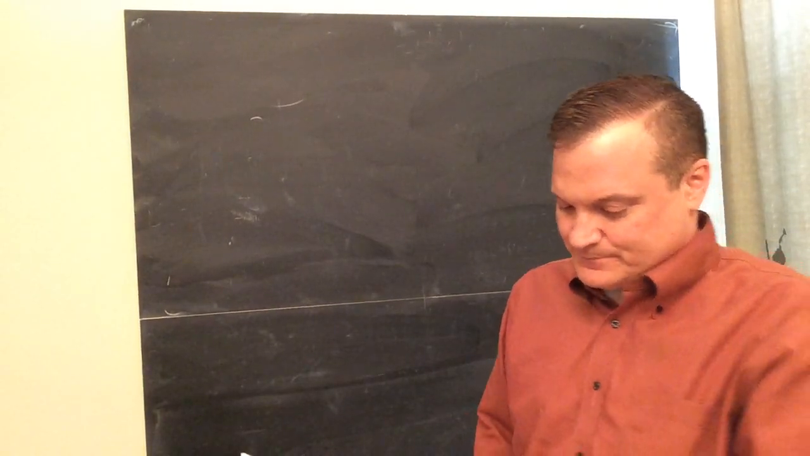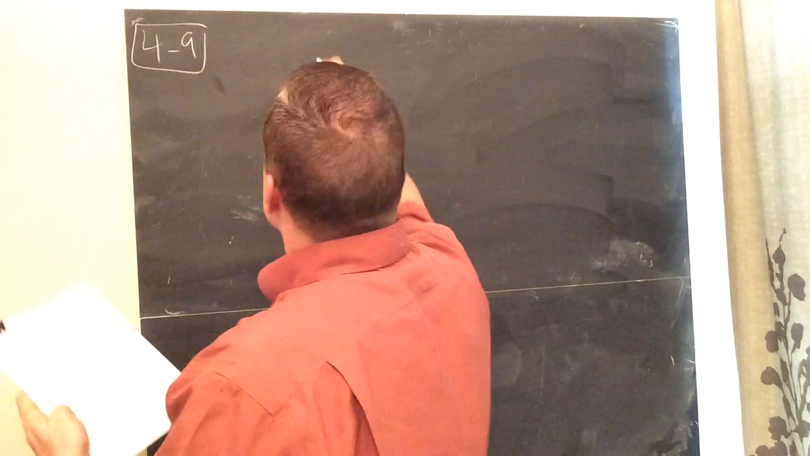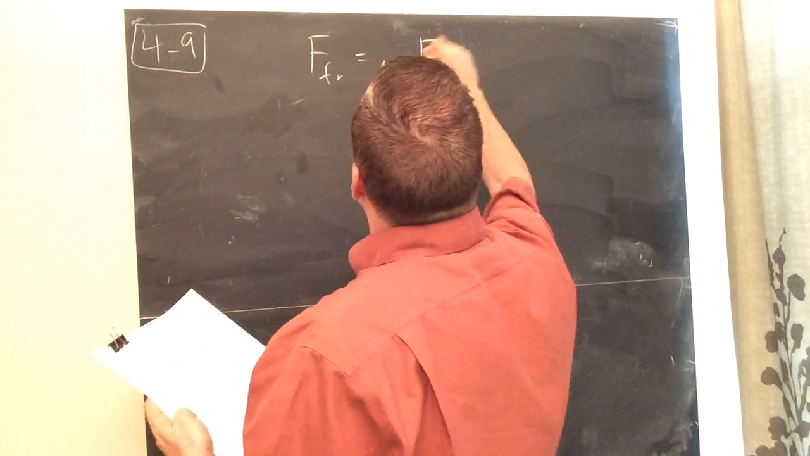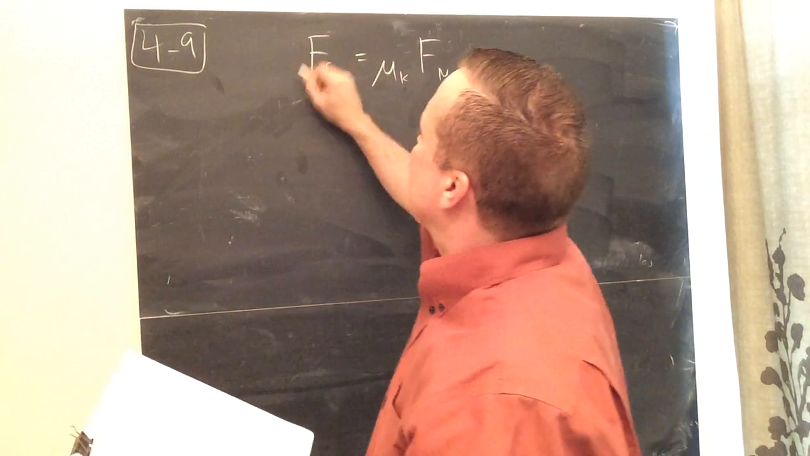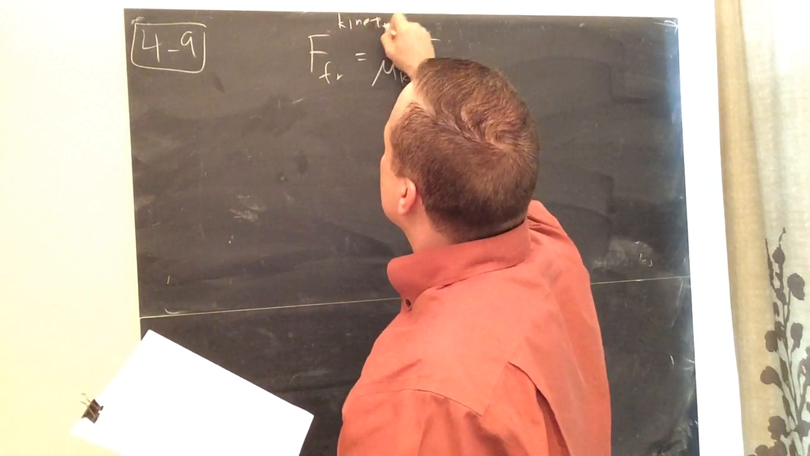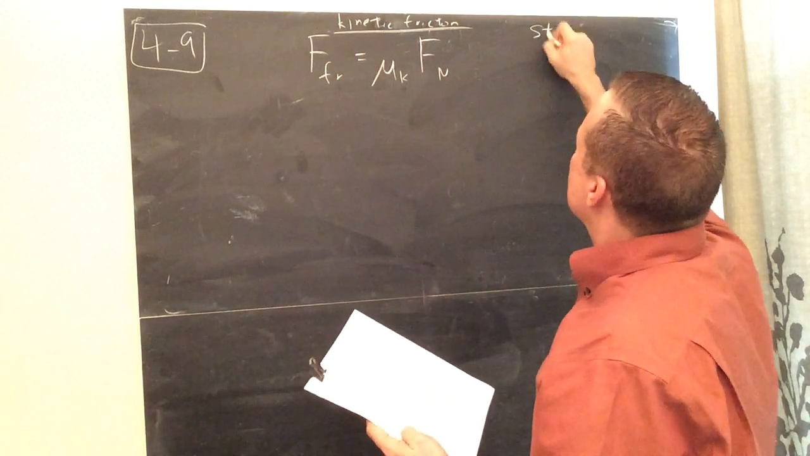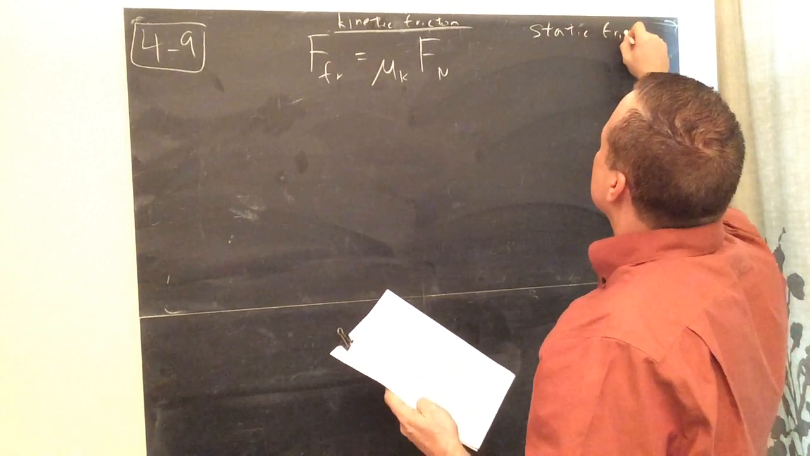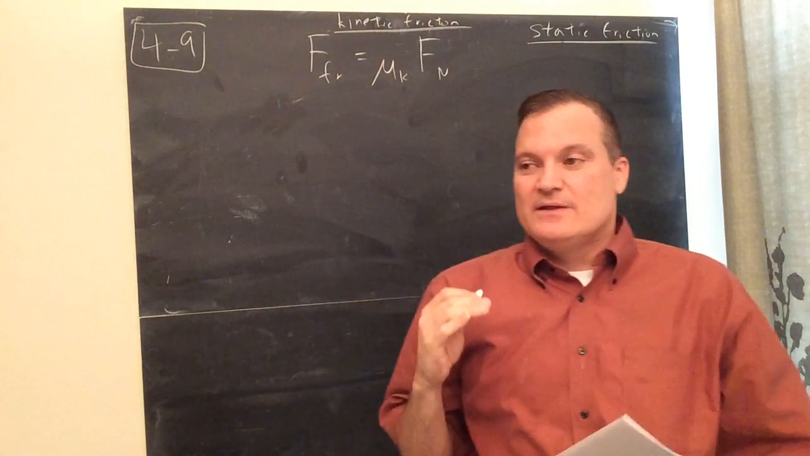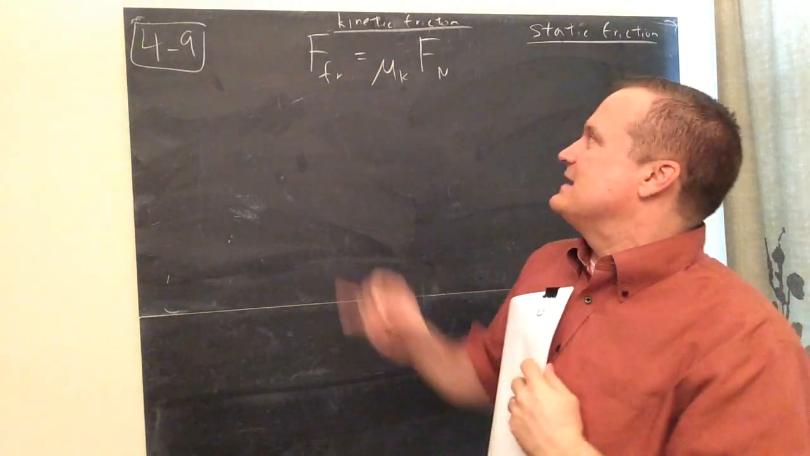Now, static friction. There's an equation for friction. I already told you this. You see mu K F N. Well, the little k means kinetic friction. And then there's also something called static friction. Static refers to something being at rest, not moving, relative to you, and then kinetic means it's moving.